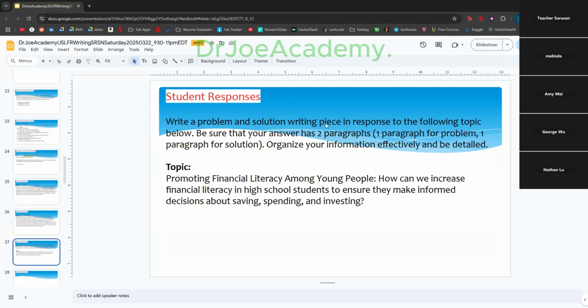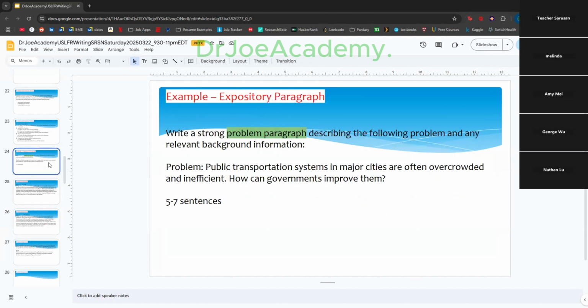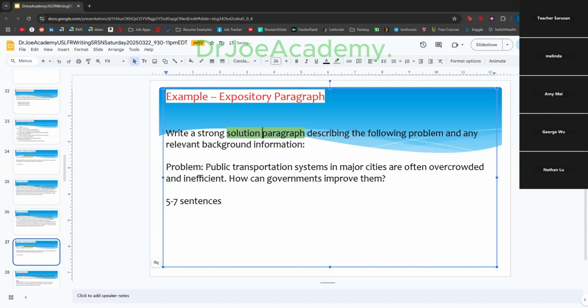Before we move on to this question here, I think it's actually best if we write a solution paragraph to this problem. So to the problem that you just wrote about, this time write a strong solution paragraph to that problem. Provide any relevant information that you'd like, anything that seems fitting. We do have roughly a little over 10 minutes because I started late today. So try your best to submit this within the next 5 to 7 minutes so we have time to take it up. So again, we're writing a solution paragraph to the same problem.